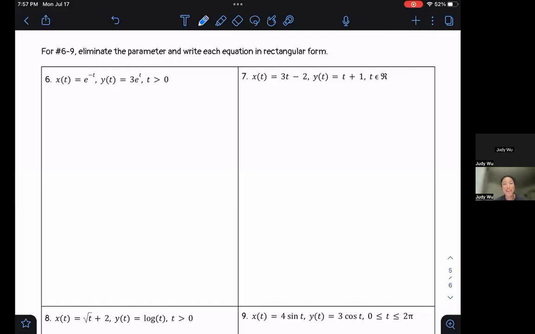Hi folks, welcome back to the last video for the 8.6 and 8.7 series. In this video, we're going to focus on eliminating the parameters and writing each equation in rectangular form, all right? So we're focusing just on the algebra and less on the graphic. All right, here we go.